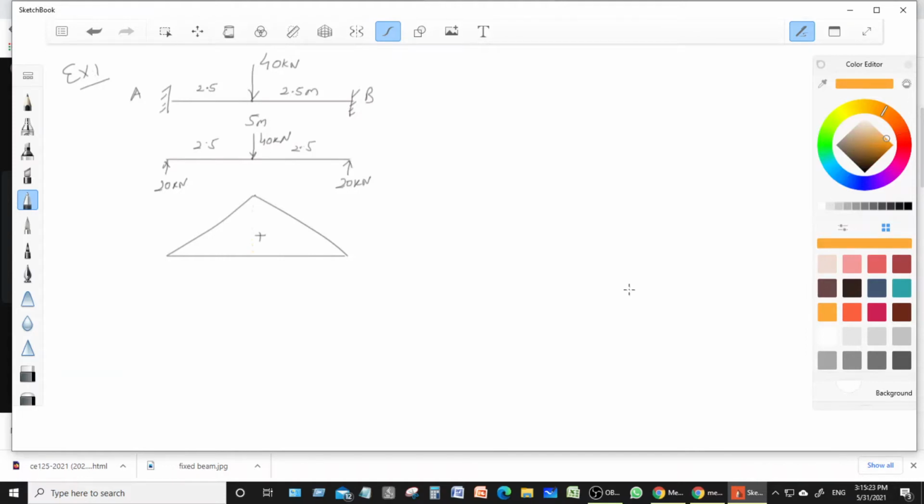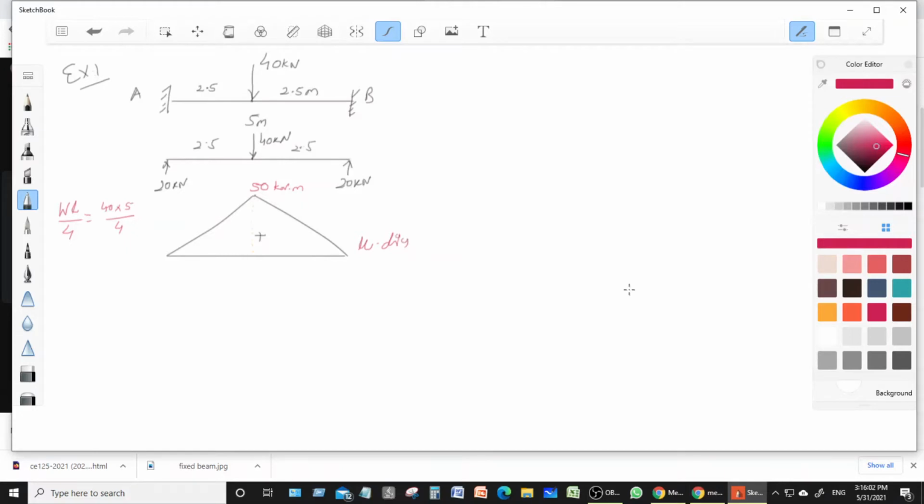To find the mid span coordinate, you know that it is WL by 4, right? If we have the point load at the mid span in a simply supported beam, then the moment at mid span will be WL by 4. So we put W is equal to 40, span is equal to 5 meter, divided by 4. So it is going to be 50 kilonewton meter, right? So this is the Mu diagram.